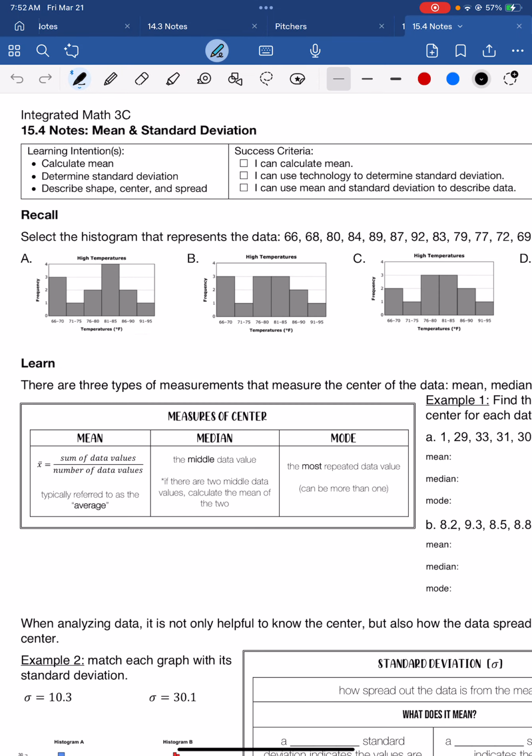Pretty straightforward and easy lesson today. Shouldn't take too long. One thing you are going to need, though, is a calculator. So if you don't have a calculator, go ahead and go grab one. Pause this real quick and grab that and then come on back.